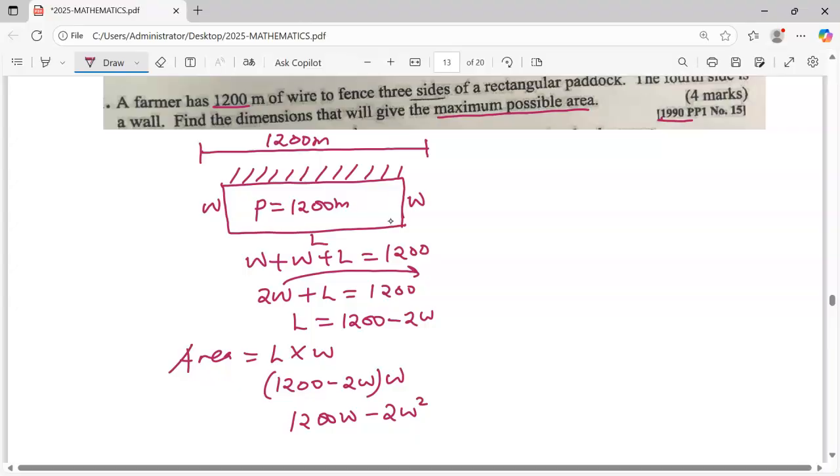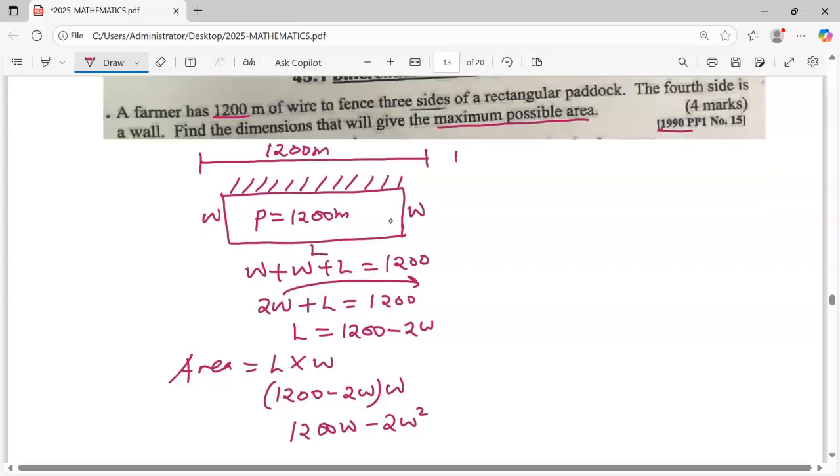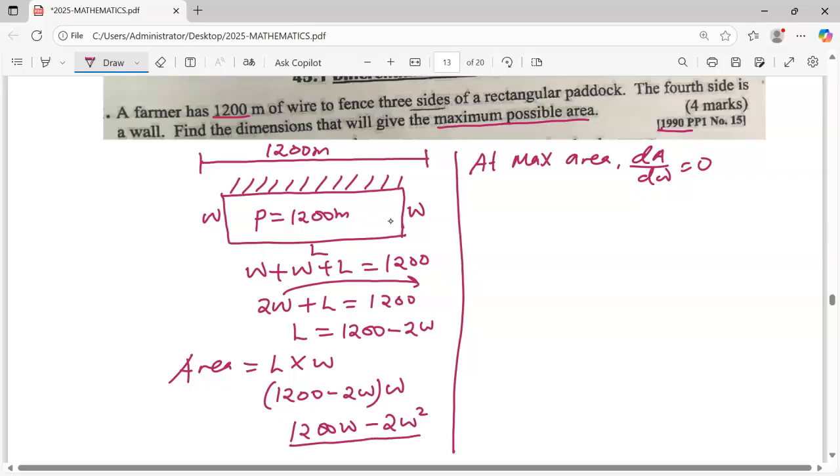Remember, at maximum or minimum of anything, the differential function is going to be equal to 0. So we know at maximum area, dA over dW will be equal to 0. So we are going to differentiate 1200W minus 2W squared. If you differentiate 1200W, we get 1200, then minus 2W squared: the power multiplies with 2, then you go and less 1. This is going to give us 4W, and this is equated to 0.